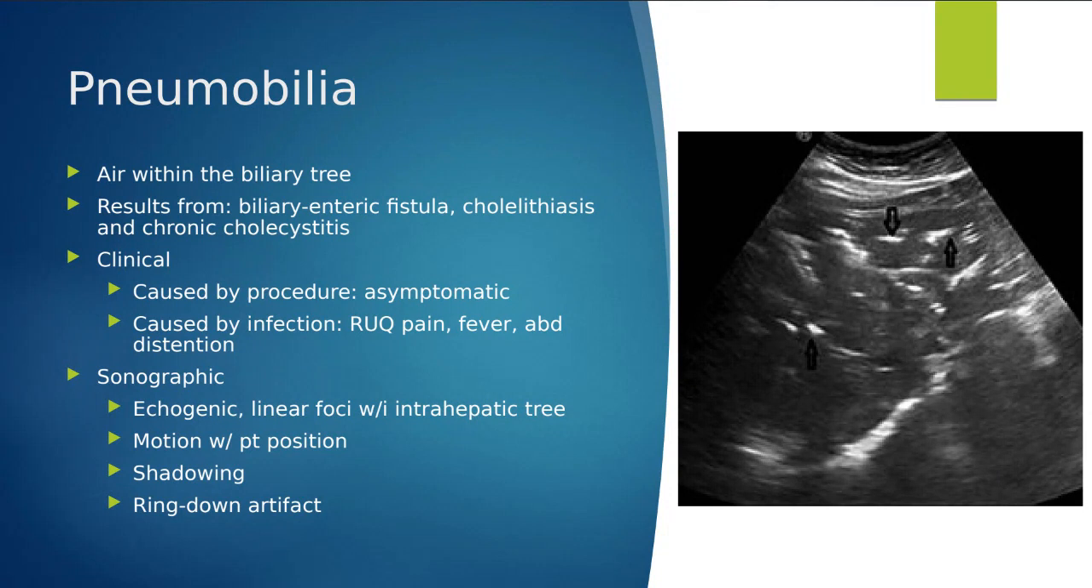On ultrasound, it is going to appear as echogenic linear foci within the intrahepatic tree. So the air is going to follow the shape of the bile ducts. It's going to go where it can. It is going to change with patient position. So air, as you know, like an air bubble, is always going to float up to the top. We are going to see shadowing, as we know with air, it typically shadows for us, and we could see ring down artifact as well if we were to put color on those air bubbles.